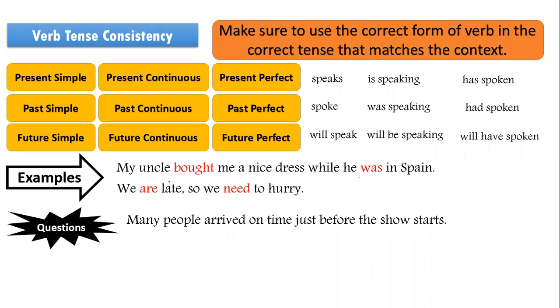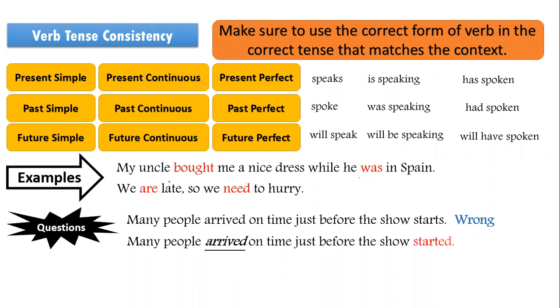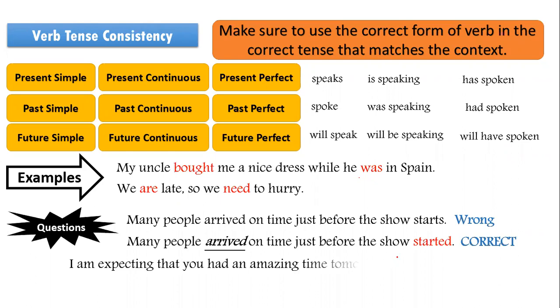Let's see how it is. It's wrong of course. Arrived, so it should be started. Many people arrived on time just before the show started. So I have to keep the tenses consistent. About this example, I'm expecting that you had an amazing time tomorrow at the party. What's wrong here? If there is anything wrong, of course.